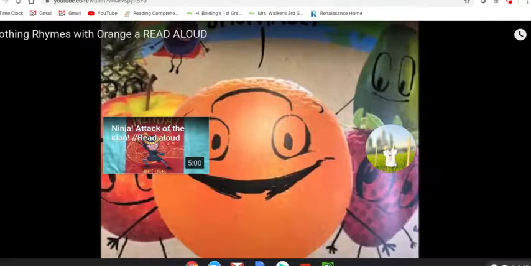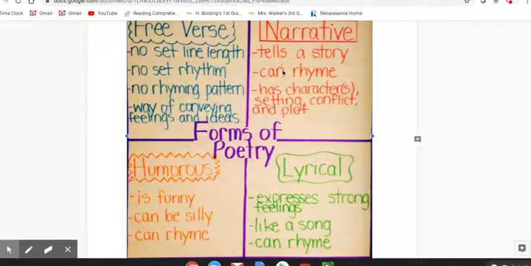Okay, so if we come back to our picture that shows our different forms of poetry, I can see a couple different ones going on. The main reason when we looked up that poem was it's written as a humorous poem, but it told a story. We had characters. There was some rhyming going on, although the orange wasn't always rhyming with what was on the page. And I could see how it could be either of those.